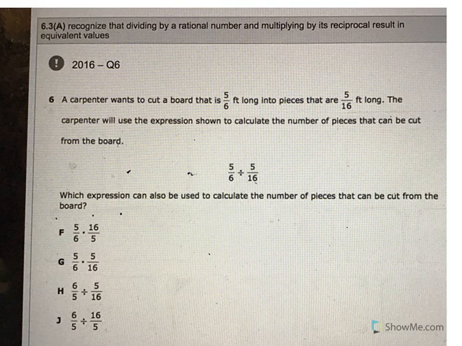Now, as you look at your answer choices, they're not asking us to solve this problem. So what are they asking us to do? They're asking us to find an equivalent expression to 5/6 divided by 5/16. An equivalent expression, well, these are like equivalent fractions. They are not the same. 1/2 is not the same thing as 4/8.